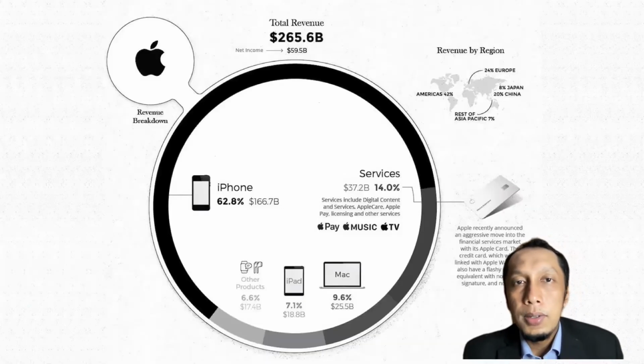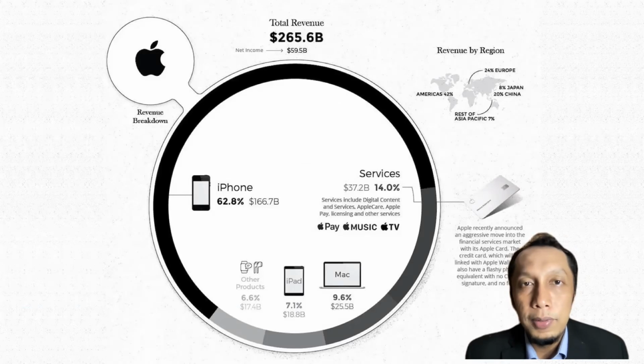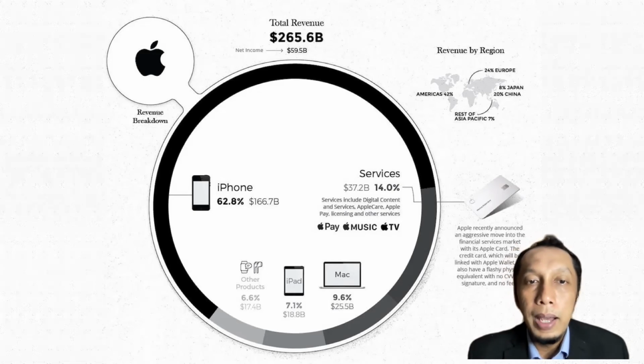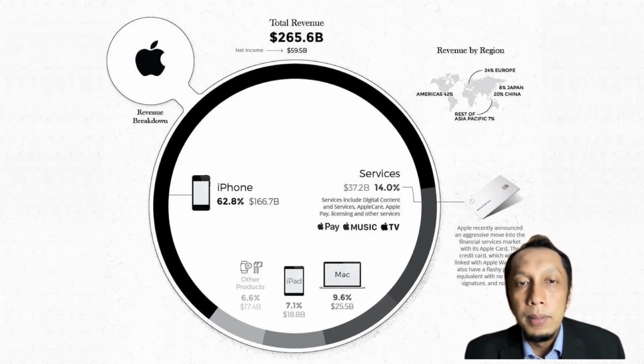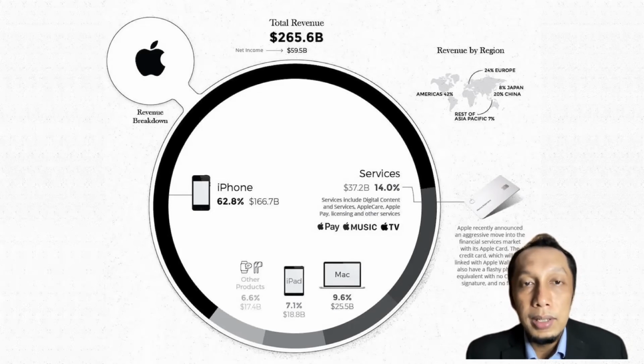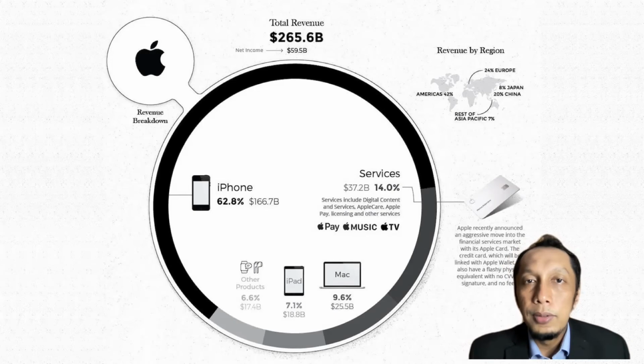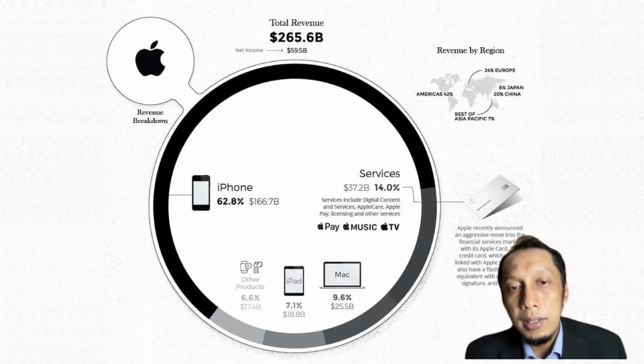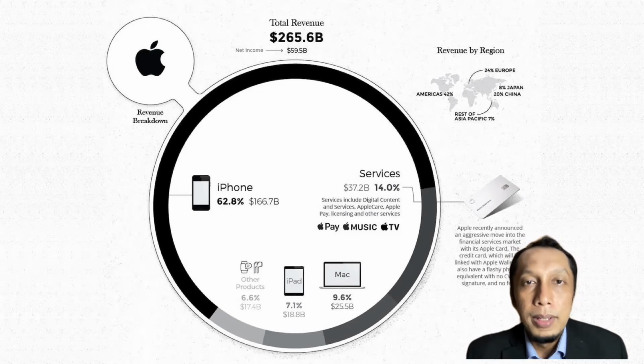To give you an illustration on this kind of convergence, please take a look at the following graph. According to this figure, the main income of Apple was coming from iPhone, because 62% of their income was based on the sale of iPhone. And the revenue from the sale of their computer products was only 9.6%. So because of this, essentially, Apple is an iPhone company.